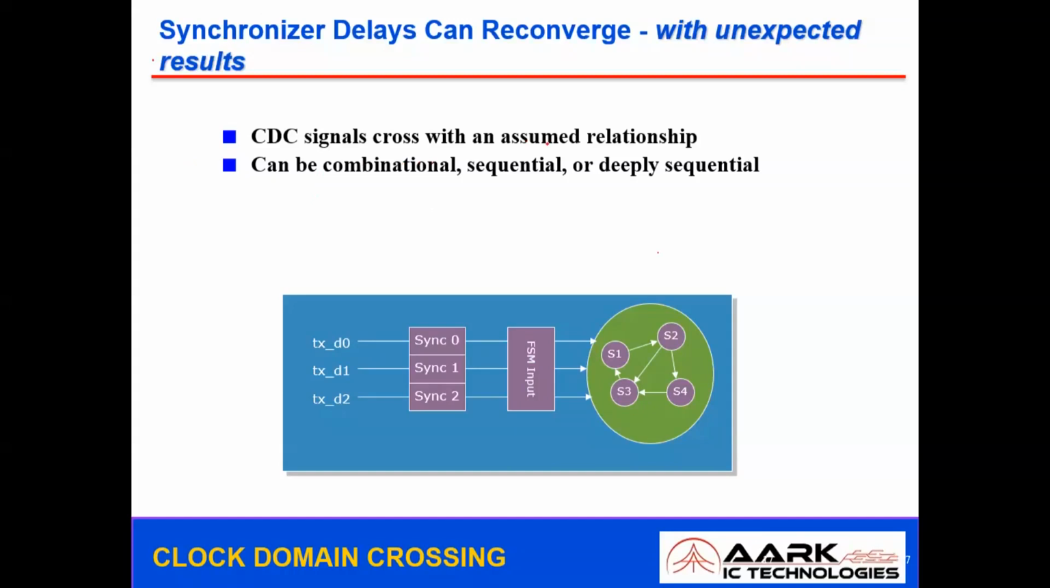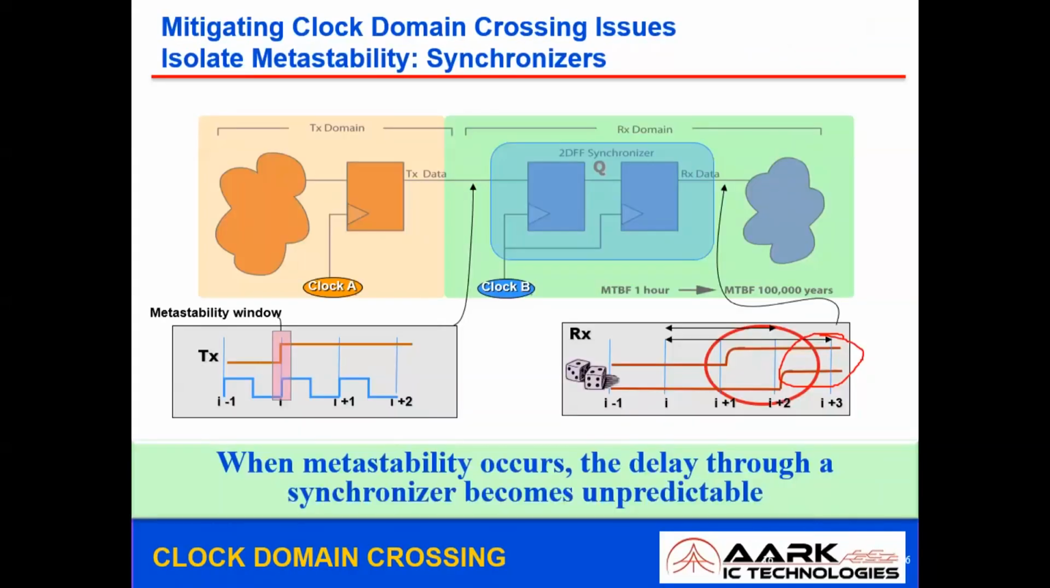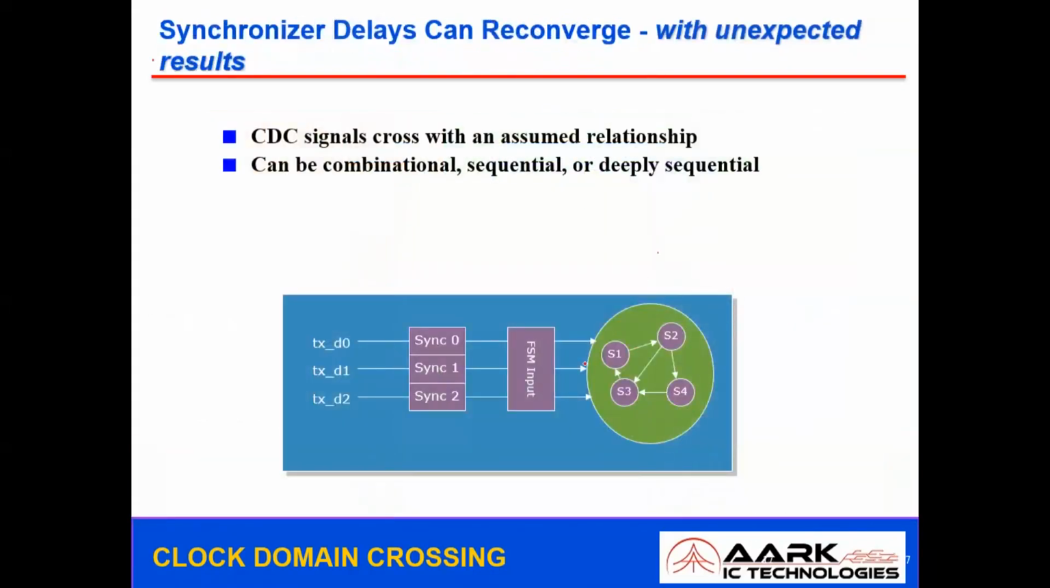CDC signals crossing with an unused relationship can be combinational, or sequential, or deeply sequential. When you have these delays, as in the previous one, these are all going to add delays. And as I said, it is going to disturb the overall frequency of the system, and this might lead to a few more errors. So in order to avoid that, we are going to add this control FSM, and this is going to solve these issues caused by the synchronizers to an extent.